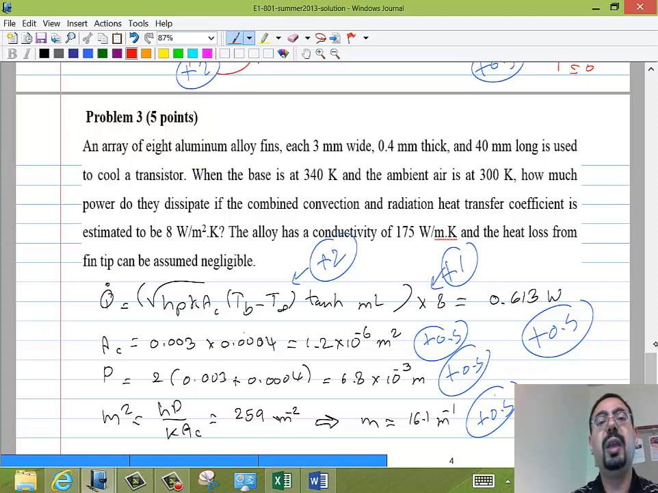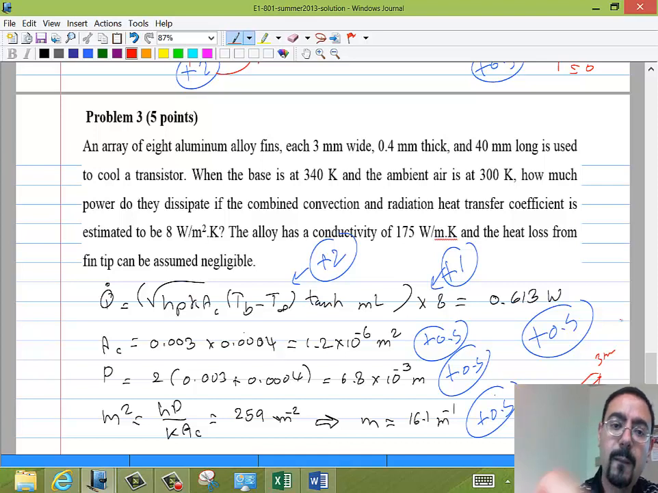So he said there is an array of 8 aluminum alloy fins, each 3 millimeter wide, 0.4 millimeter thick, and 40 millimeter tall. And so there are 40. Here's my pen. And so there are 8 of them sitting next to each other. They are sitting on a transistor.